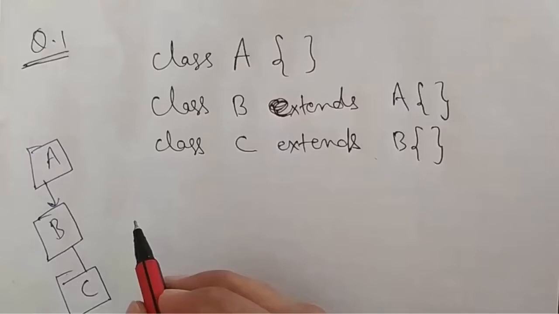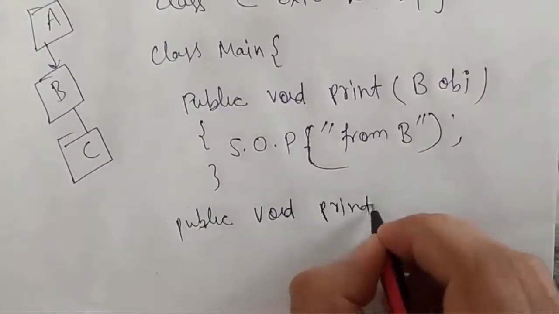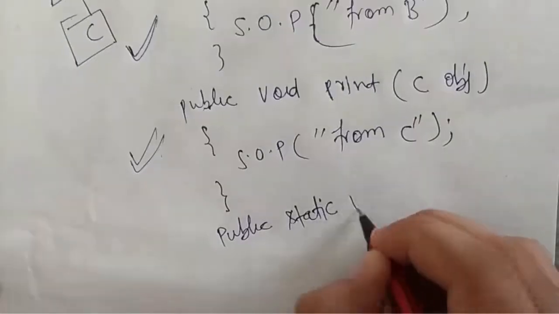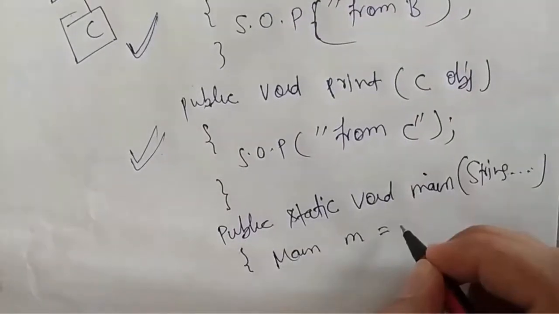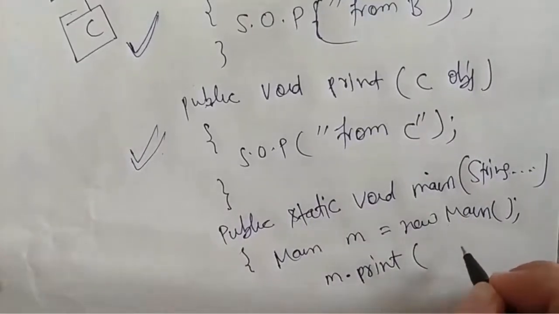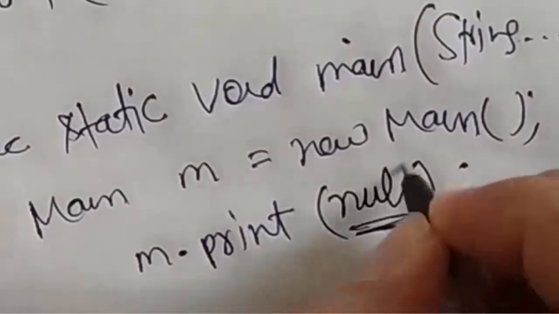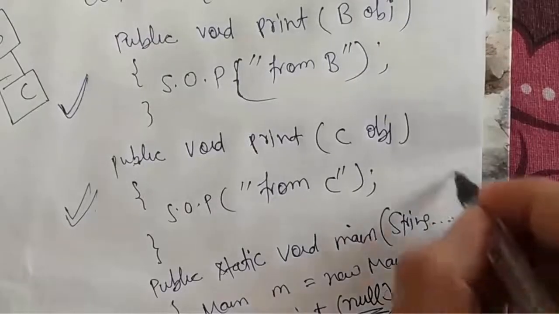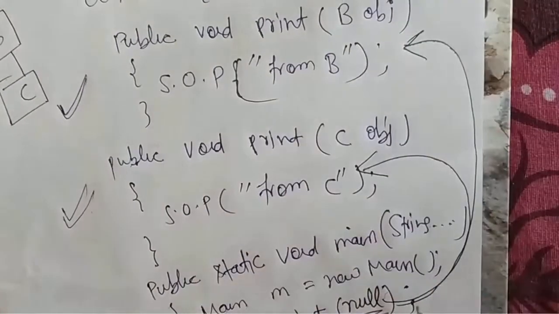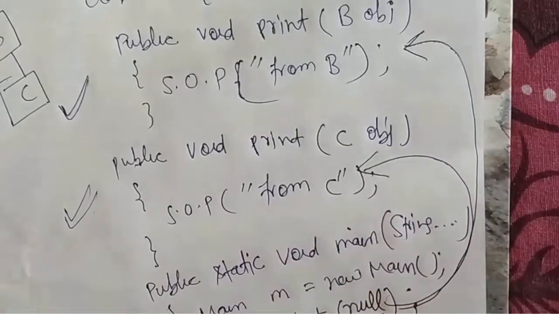So now let's say in a main class I write these two methods, one with B and one with C. I have written public static void main, m is equal to new main, and m dot print. If I pass null here, does this null go to C or to B? How will we decide which is the exact match for this, or is there a compile error?